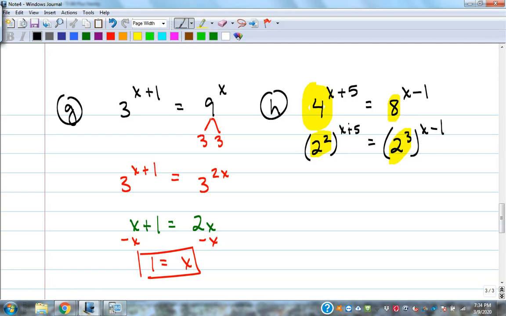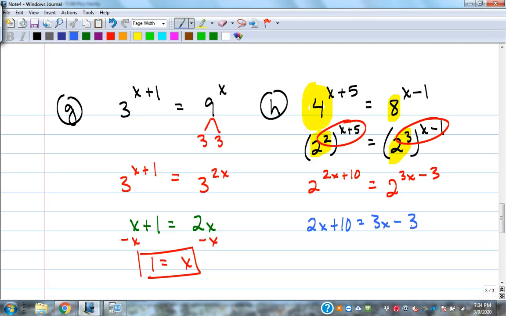Now, what happens with these two exponents here? Multiply together. So that's 2 to the 2x plus 10. What happens with these two exponents? Multiply together. So that's 2 to the 3x minus 3. What's the equation that I set up to solve? Solve that thing.